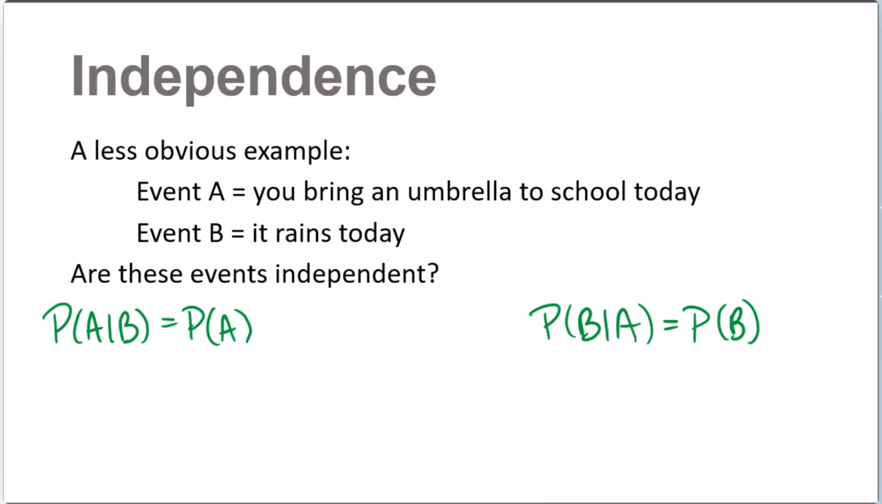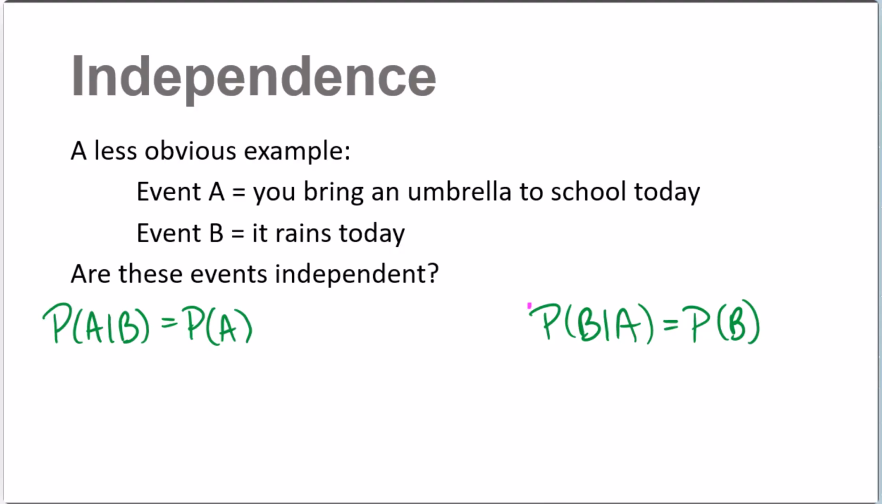It doesn't really matter which event is A versus B, but sometimes one of these is easier to think about than the other. So here we have to think a little bit about the context. I don't have exact numbers. I don't know what the probability that it rains today would be. It depends on what day it is, of course. And I also don't know what the probability of you or I bringing an umbrella to school today is, because that depends on lots of different things.